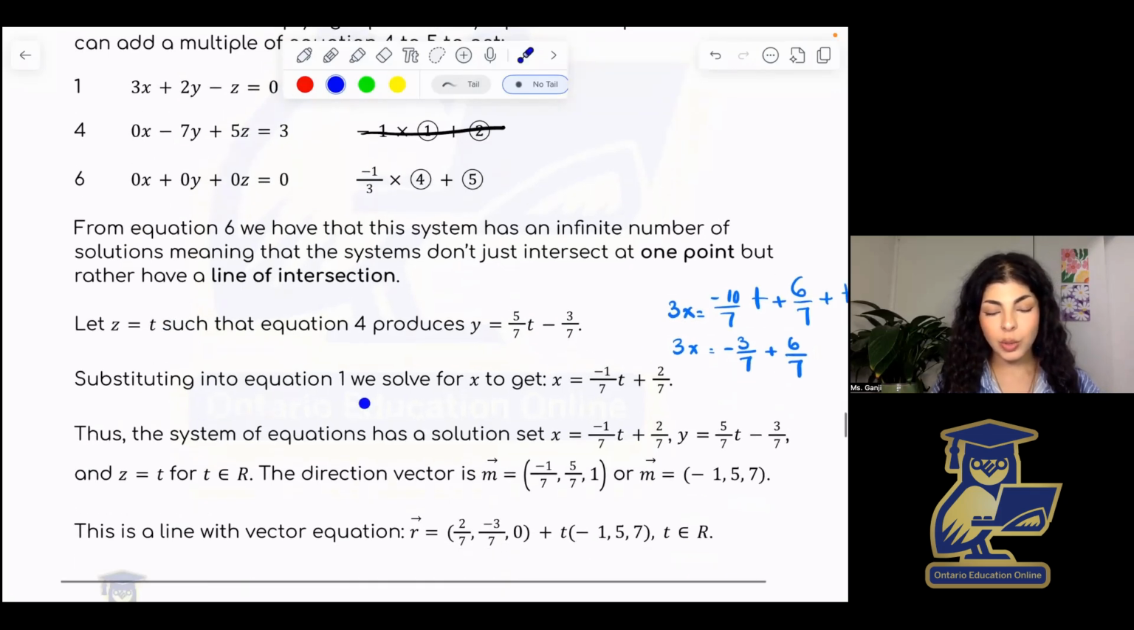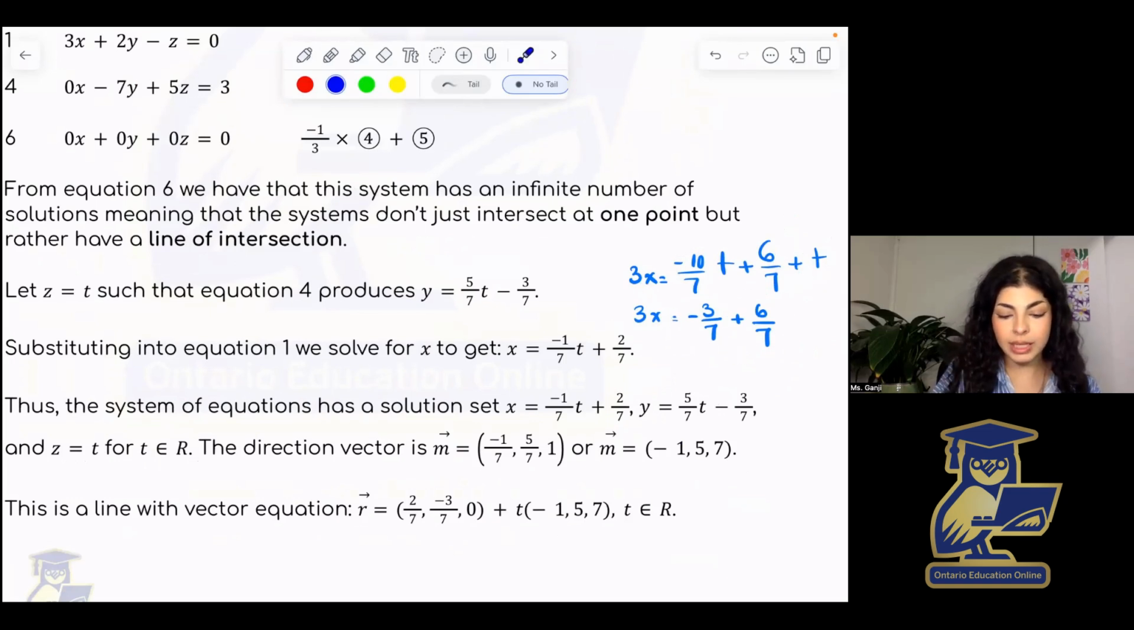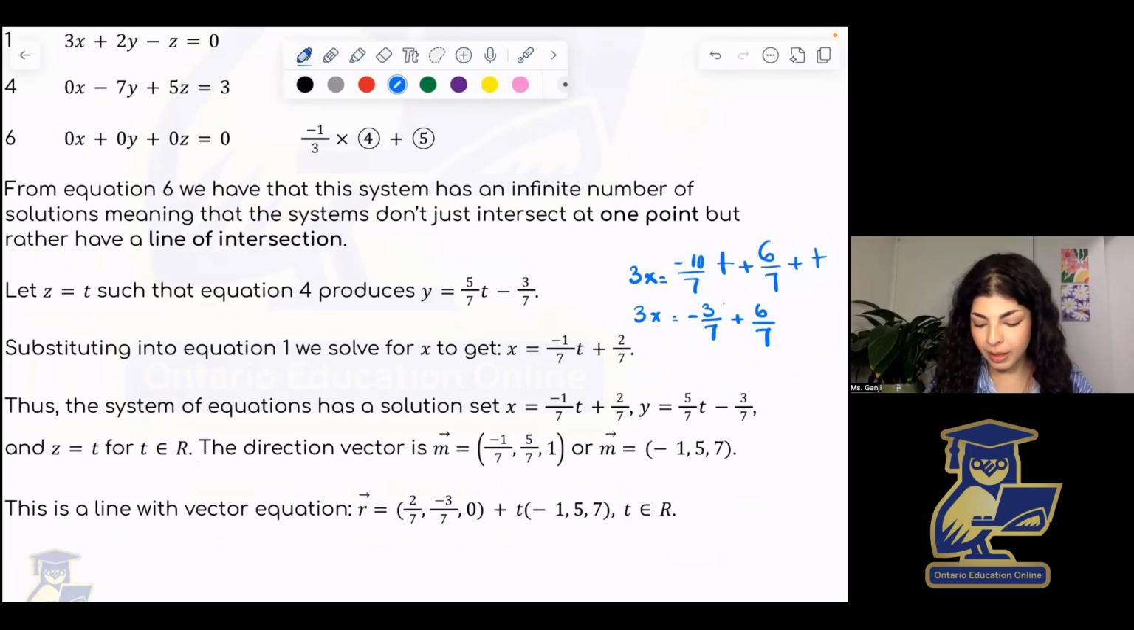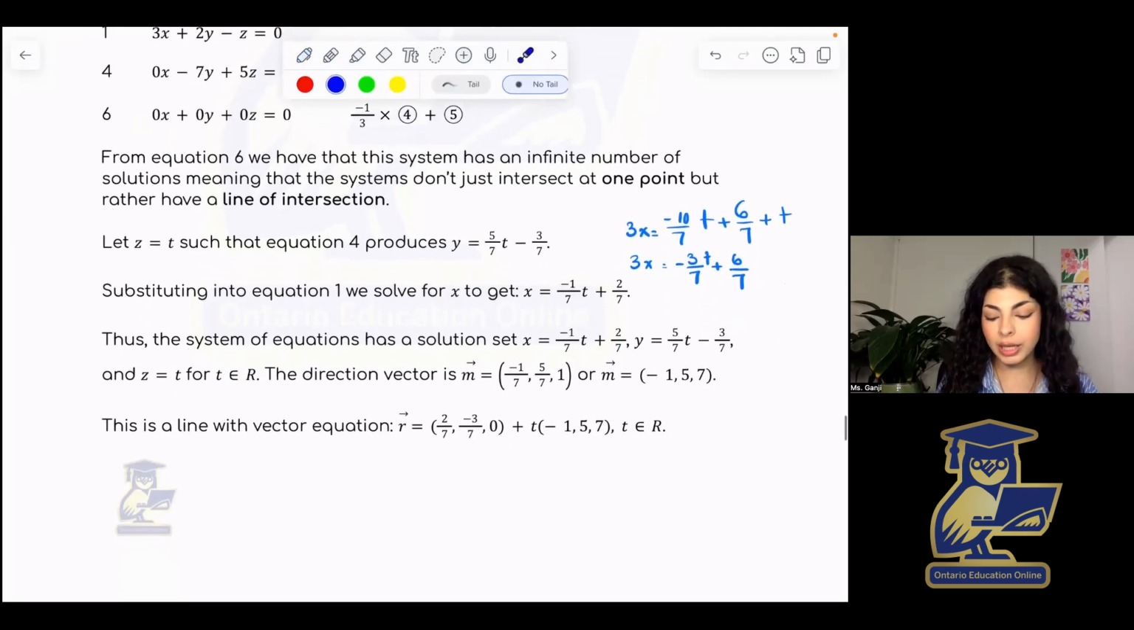Now, substituting into equation 1, we get this following expression, and I have included here for you just to see. So 3x would be equal to negative 2y plus z, and this is just the values of y and z as an expression of t. So then you end up with negative 3 over 7, this should be t, plus 6 over 7, and then dividing by 3, I get negative 1 over 7t plus 2 over 7. So the system of equations has a solution given by x, y, and z, with expressions for t.